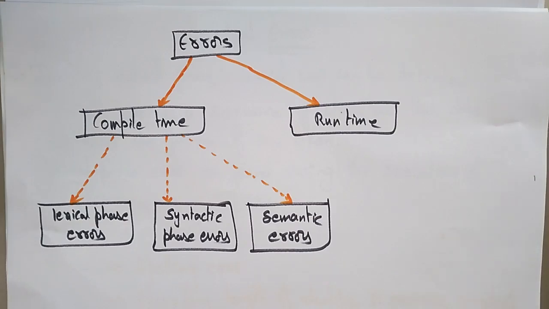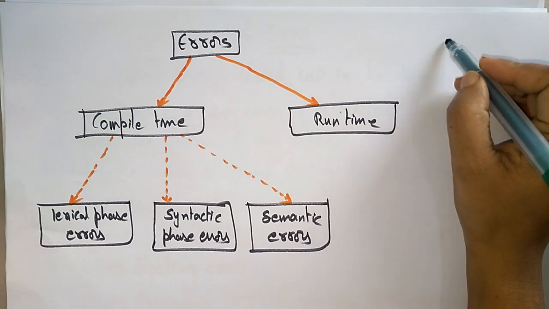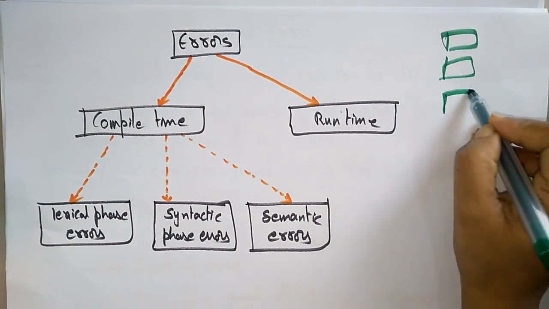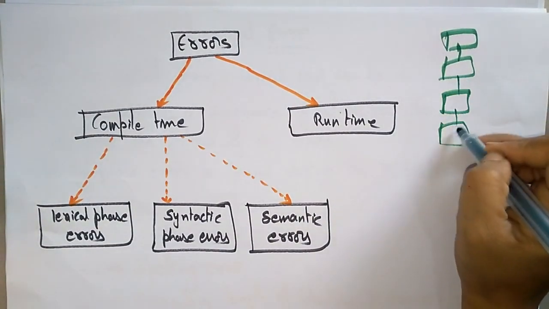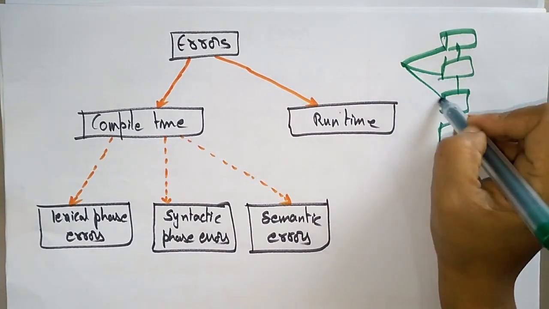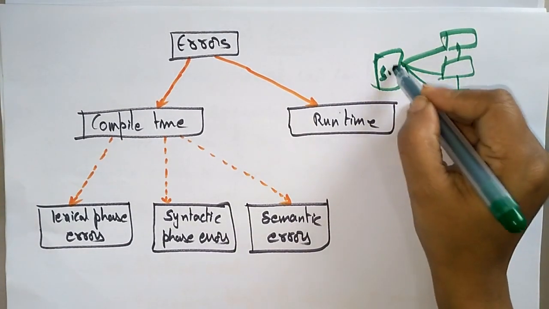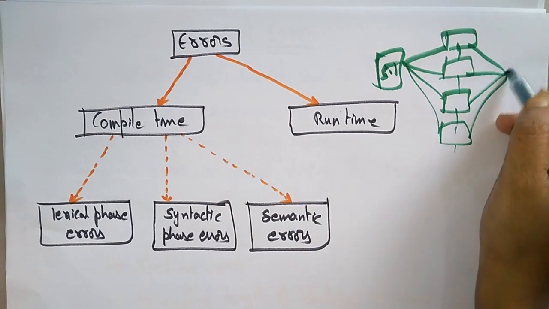Hi students, welcome back. Now coming to the next topic in compiler design, which is errors. So far we have discussed the symbol table. We have already seen the different phases in the compiler. The different phases of the compiler are supported by the symbol table and the errors.